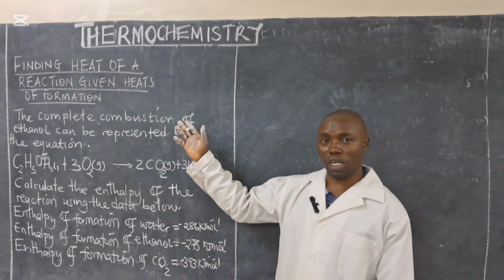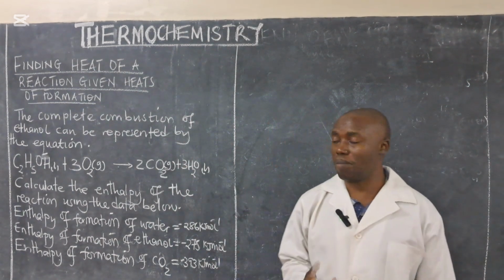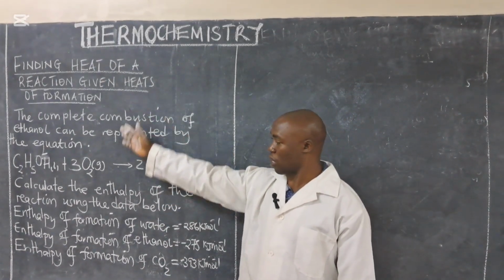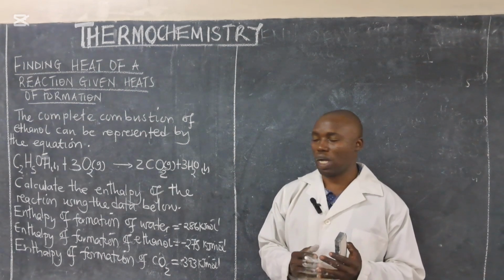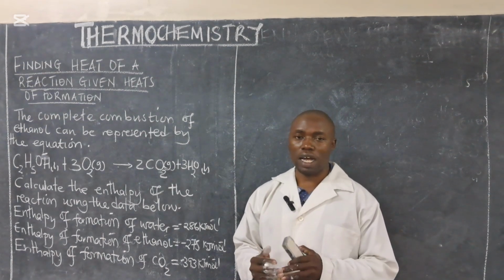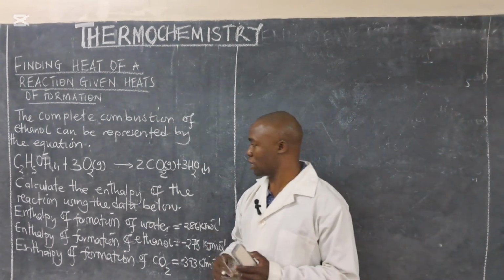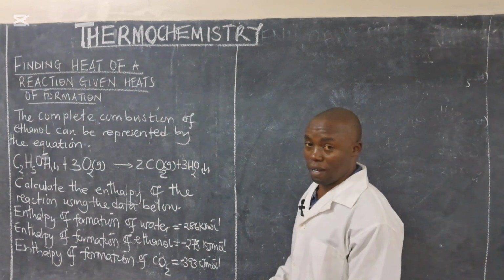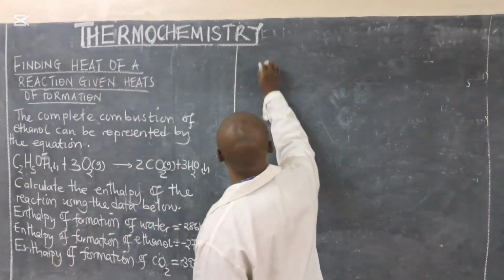Now most of the thermochemistry calculations use Hess's law to handle them. We are going to handle these types of calculation using Hess's law, but we are going to divide Hess's law into two. We shall use Hess's law by calculation and Hess's law cycles. So let's dive into the first example here. Let's use Hess's law by calculation first.